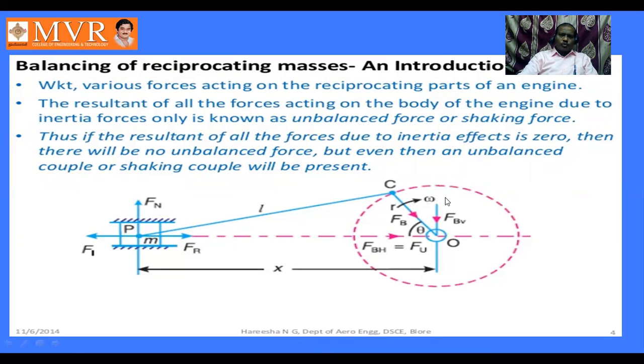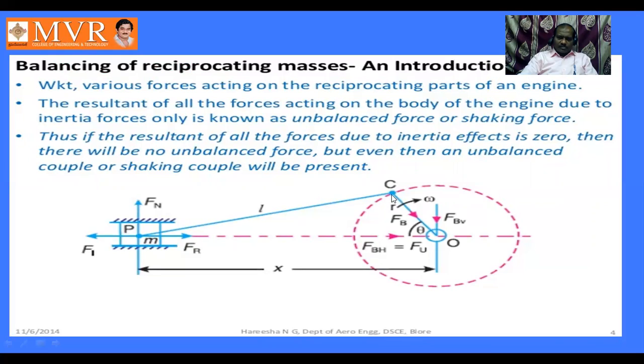Omega is equal to 2 pi N by 60, where N is the rpm and omega is the angular velocity. X is the distance from the center of the crank wheel. Then Fn is perpendicular like this. This is parallel to this one, that is Fi. M is mass. Fr is the normal force, the radial force. This is a tangential force.